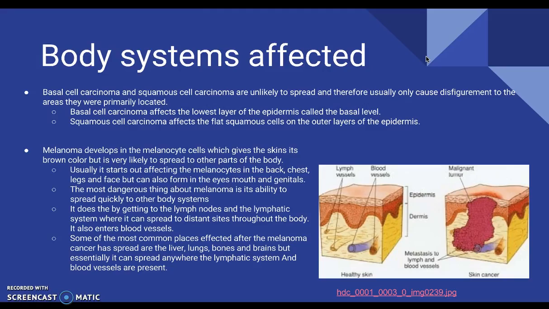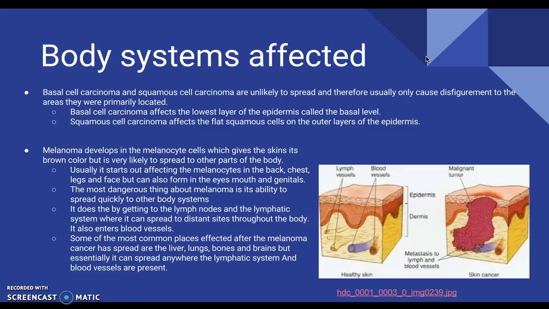The body systems affected: basal cell carcinoma and squamous cell carcinoma are unlikely to spread and therefore usually only cause disfigurement to the areas they are primarily located. Basal cell carcinoma affects the lowest layer of the epidermis called the basal, and above that, the squamous cell carcinoma affects the flat squamous cells on the outer layer of the epidermis. Each of these mostly affects areas that get a lot of sun, or in the case of squamous cells, places where there are scars present.